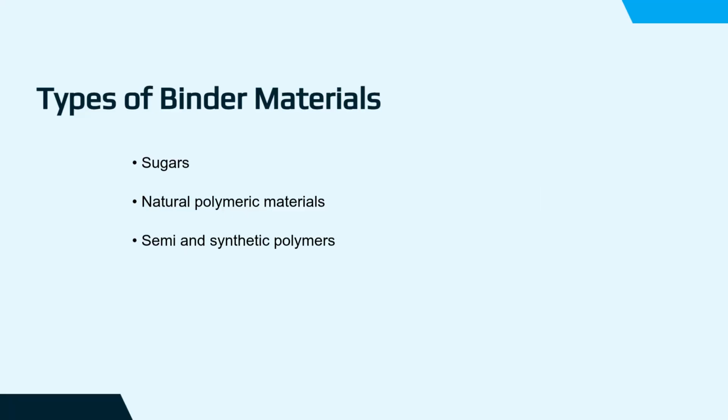Binders can be broadly grouped into three categories. Sugars provide simple, water-soluble binding. Natural polymeric materials such as starches and gums offer swelling and film-forming behavior. Semi-synthetic and synthetic polymers, including cellulose derivatives and povidone, deliver more controlled and reproducible binding performance across modern manufacturing processes.